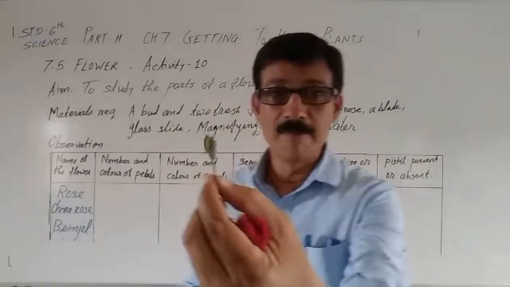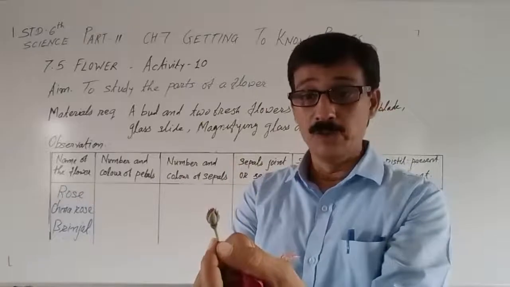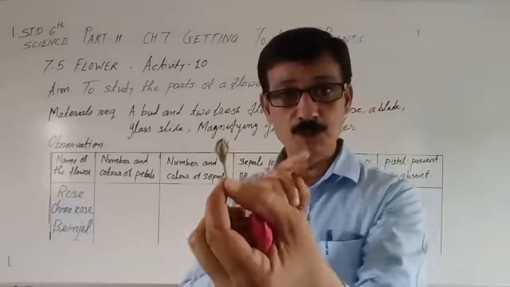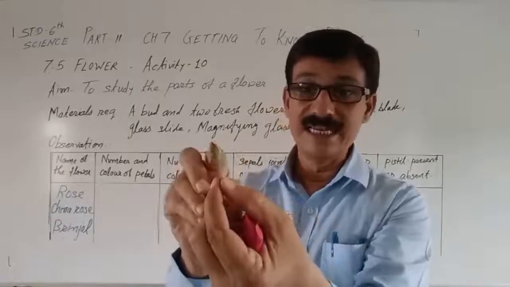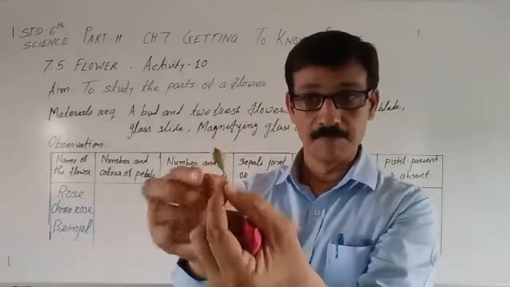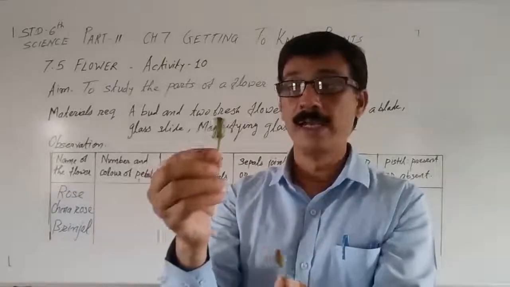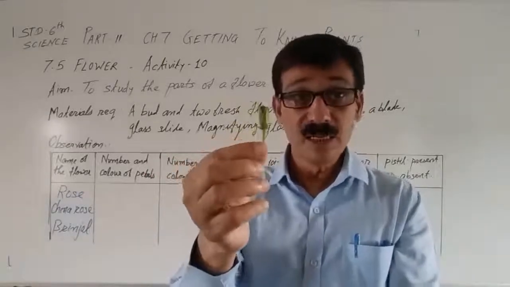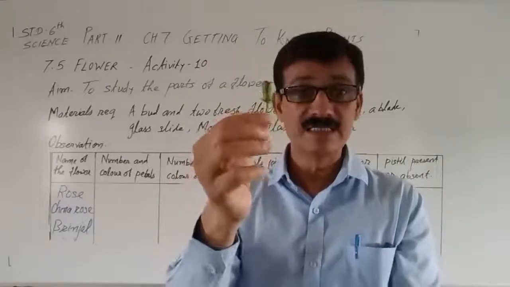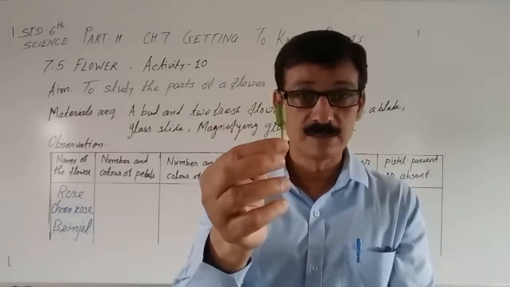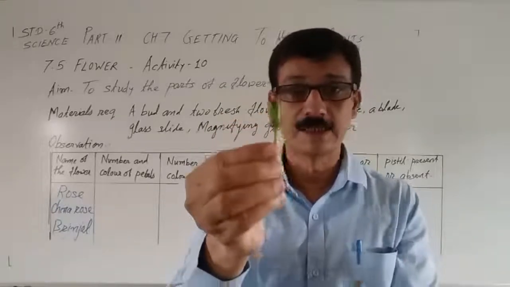I hope you can see this bud of a flower, in which the most prominent part is the sepals. This green, leaf-like structure is the sepals. I will show it to you in the flower also. And this is a bud of China rose. We can say it is a hibiscus. So this is a bud of hibiscus.